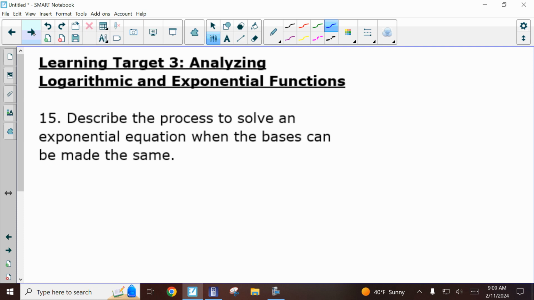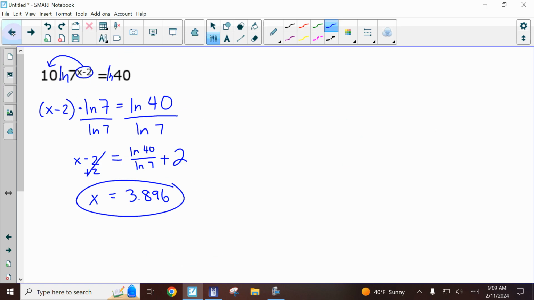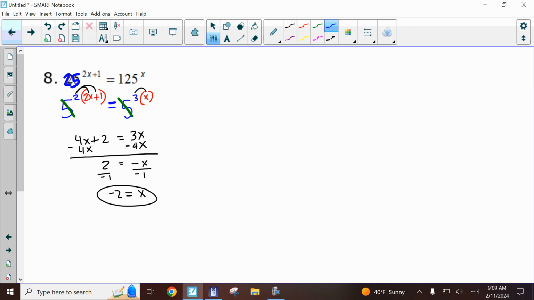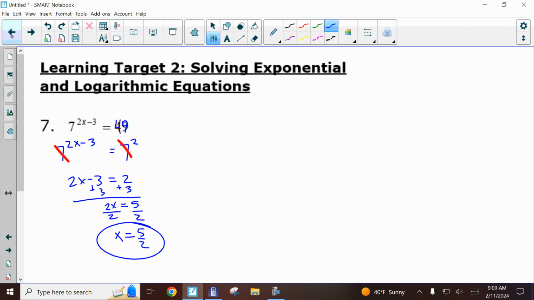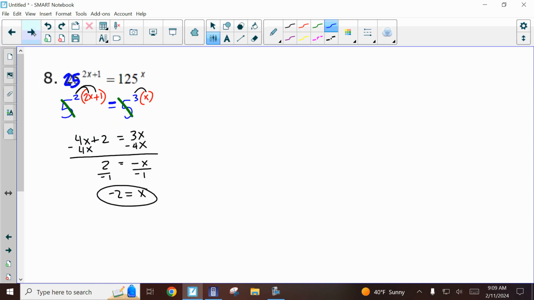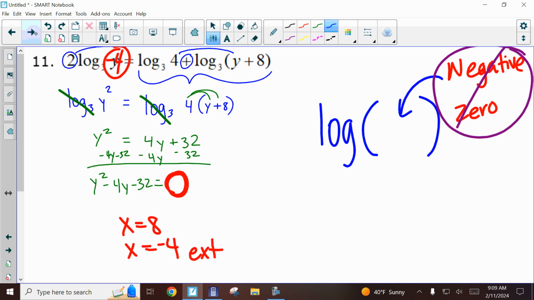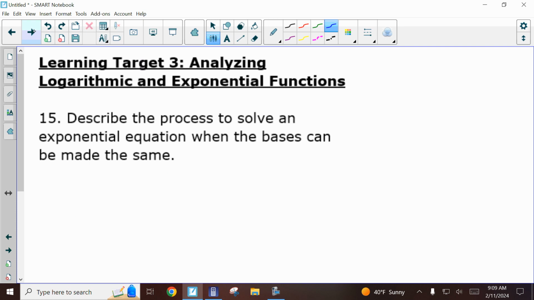Okay, so now it says to describe the process to solve an exponential equation when the bases can be made the same. So that's kind of like one of the problems that we did. It's kind of like this question here. So if you can rewrite the base, you rewrite them so that they have the matching base. It doesn't matter if it's that one or this one. These both can be rewritten so that they have the same base. So that's basically step 1.